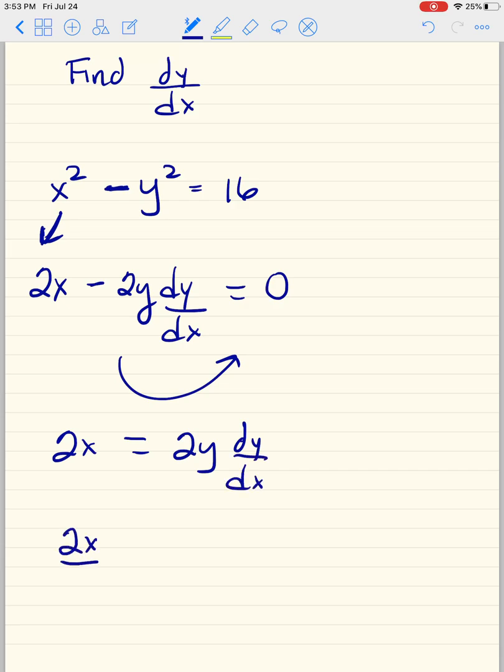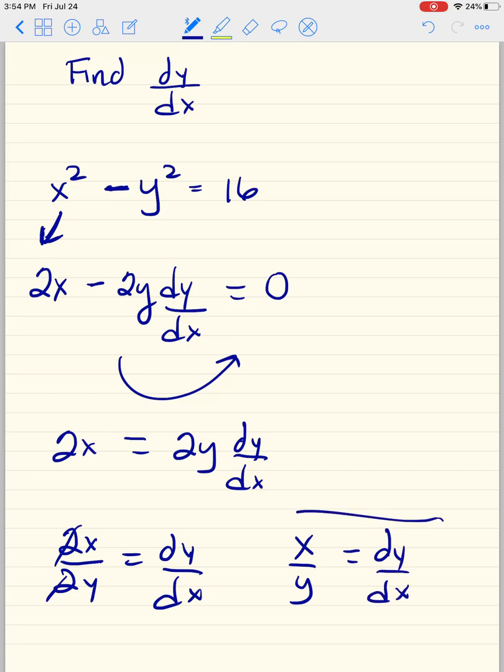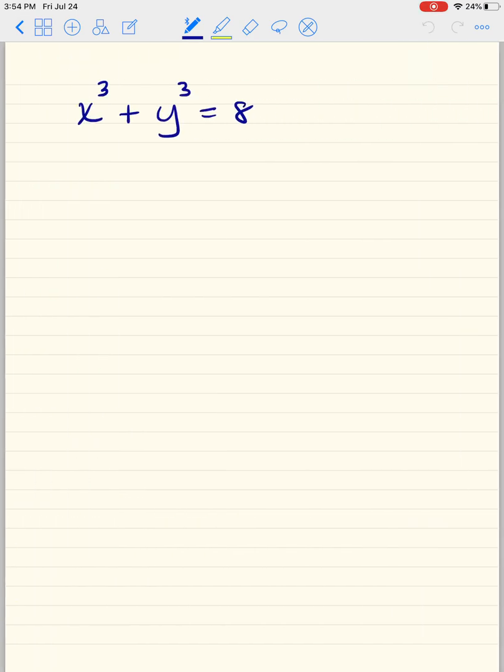Okay, and then we're going to have 2x over 2y equals dy dx, and then the 2's cancel out, and you have x over y equals dy dx. And that's it. If I'm going too fast, watch the same problem over and press pause and see if you guys can do it on your own.